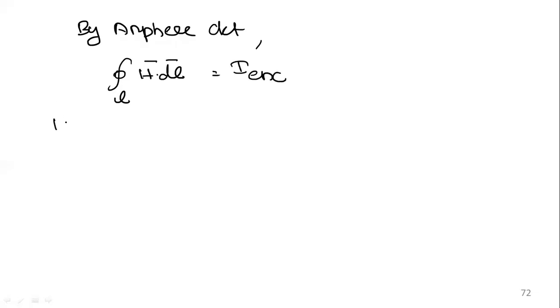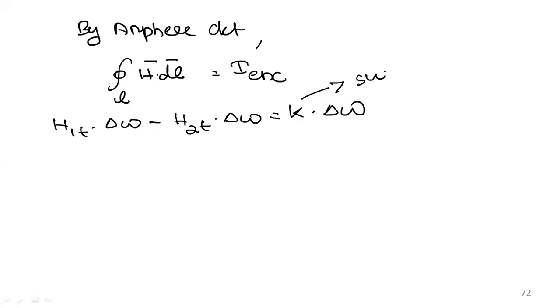Then we can write from the figure H1T into delta W minus H2T into delta W is equal to a constant K into delta W. That K is the surface current density, and delta W is the width.